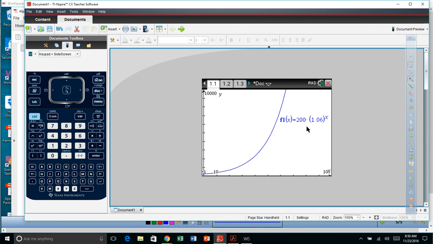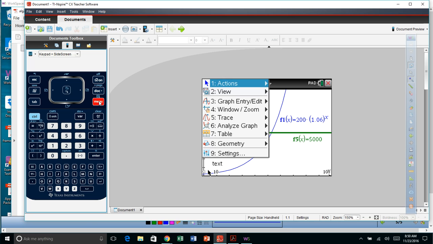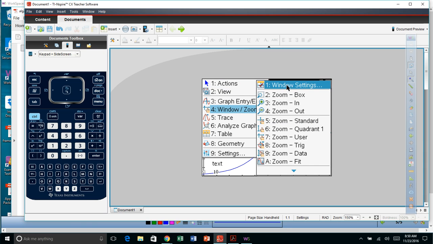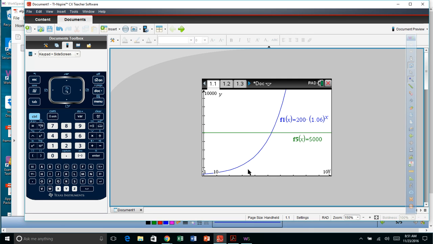All right, I went ahead and put it in the calculator. So that's 200 times 1.0625. Now we're also going to graph the 5,000. So tab 5,000 and press enter. Now, if you look, I got 10,000 up here, and I got like 100 over here. And menu 4, 1, and that'll show you my settings. I went ahead and did that because when you first graph it, you're not going to be able to see it. But I'll show you a couple tricks to figure out where to be.